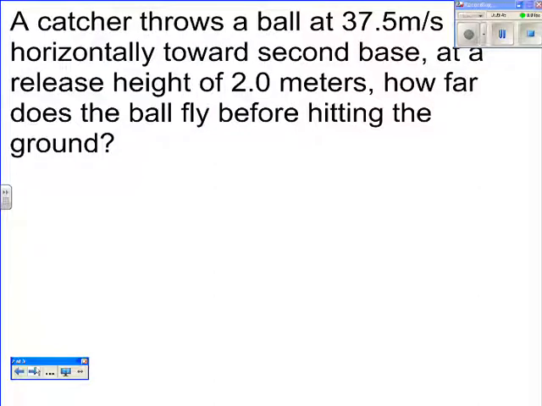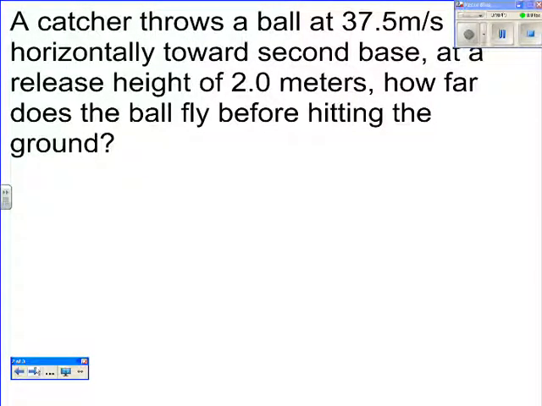I have a catcher. Okay? Baseball. Catcher takes a ball, throws it 37.5 meters per second. That's a good arm, by the way. It's a good 80-mile-an-hour fastball from a catcher. Throws it horizontally towards second base. He releases it approximately 2 meters above the ground. We'll call it 2.0 meters above the ground.